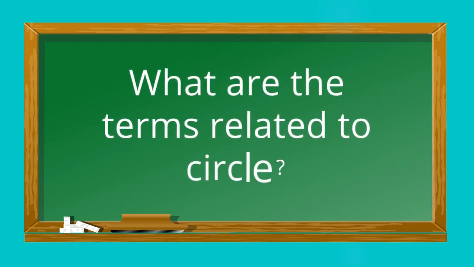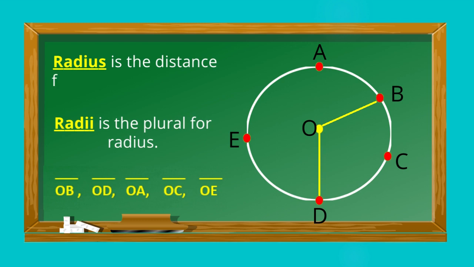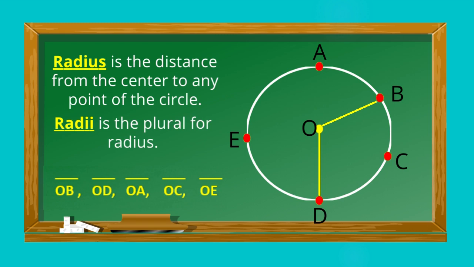So what are the terms related to a circle? The first one here is radius. Radius is the distance from the center to any point of the circle. And the plural form for radius is radii.